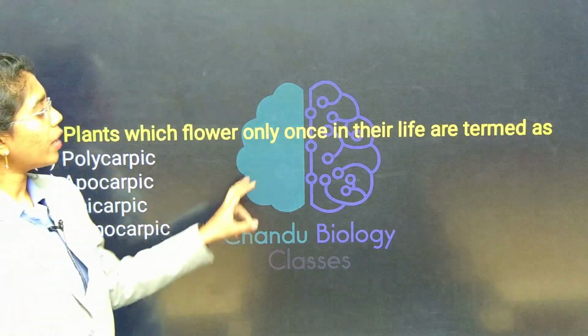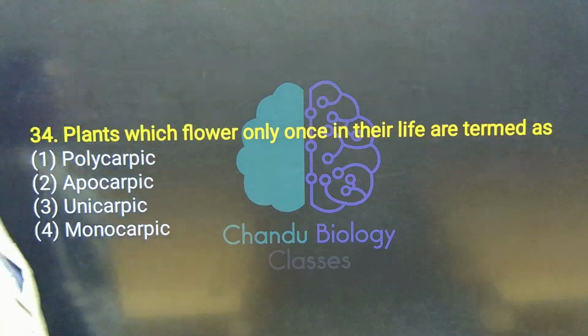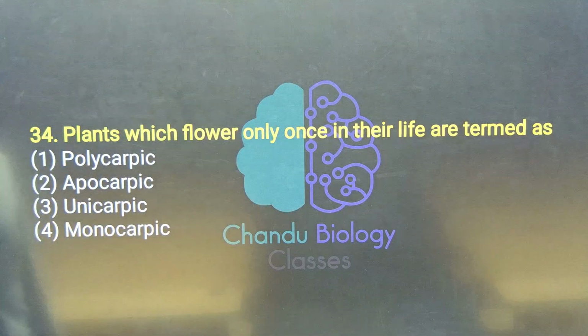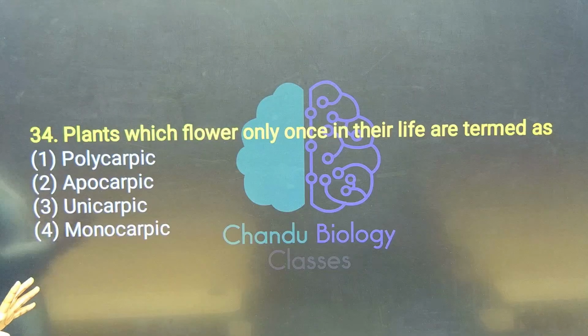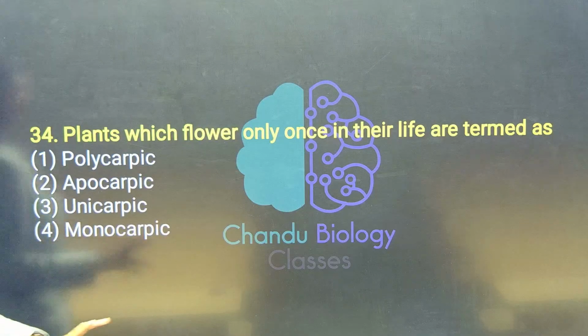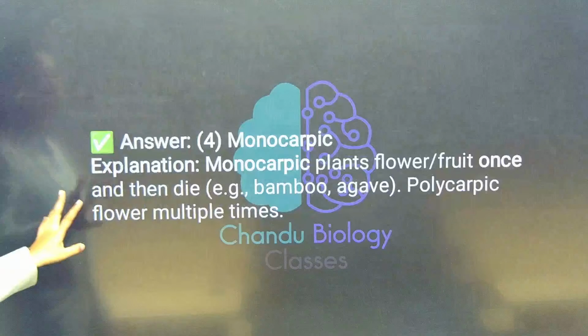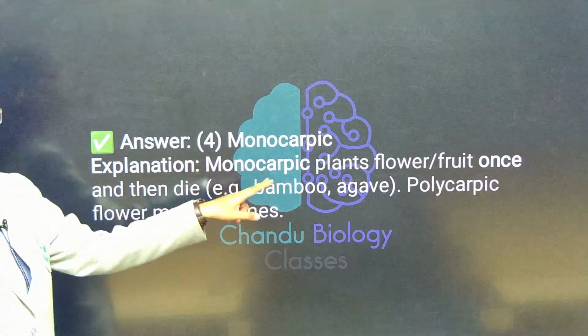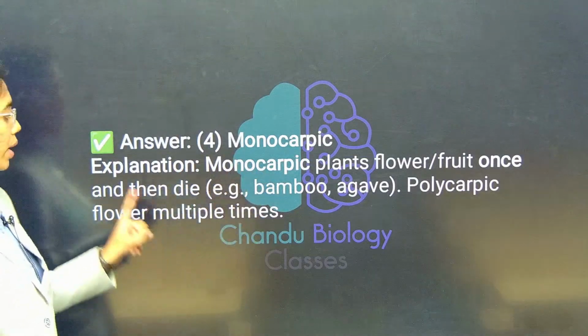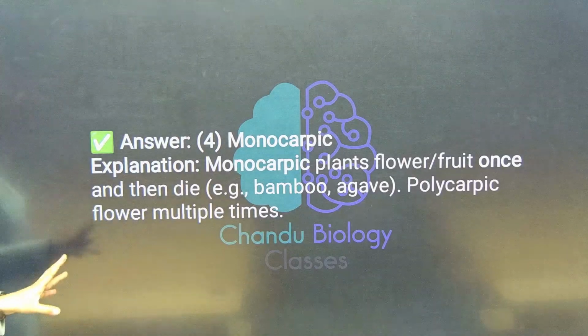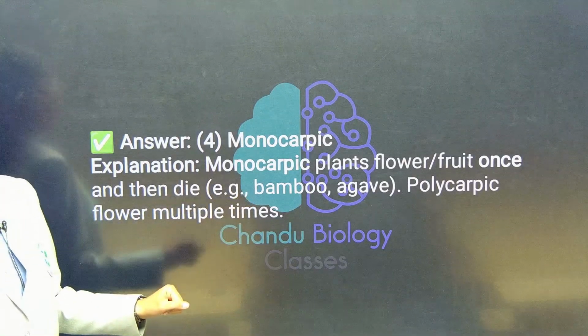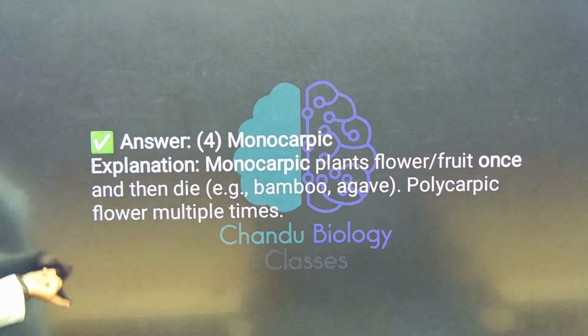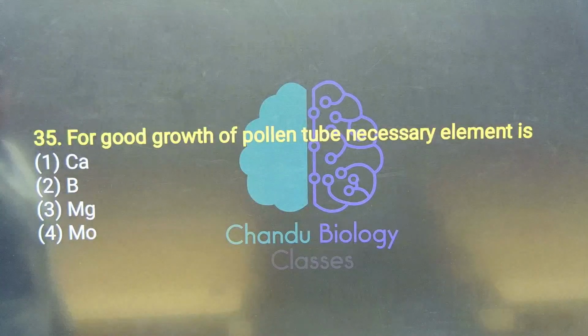Plants which flower only once in their life are termed as what? Plants which flower only once in their lifetime are known as monocarpic plants. Monocarpic plant flowers or fruits only once and then dies. Examples you can take are bamboo and agave. Polycarpic plants flower multiple times. Next question.